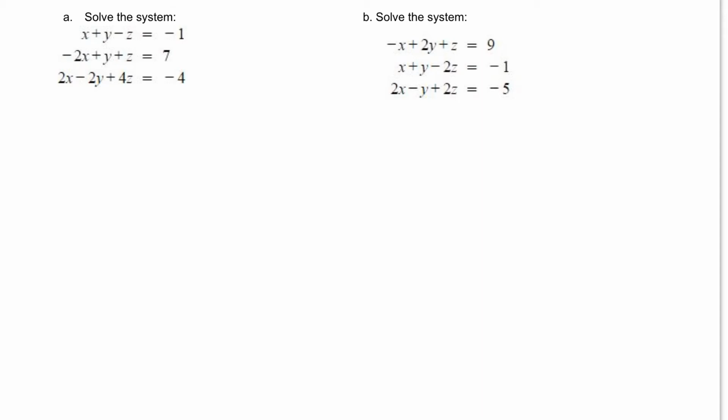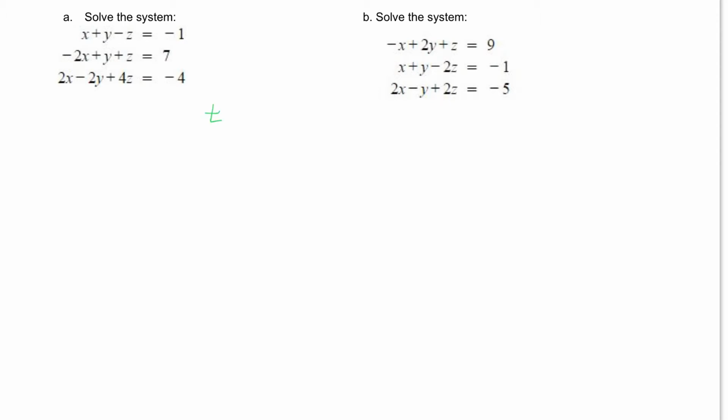In letter B, we're going to go ahead and look at another 3 by 3 system. Remember, the first thing that we have to do is decide on one variable that we want to eliminate. If I take a look at equation 1 and equation 2, the x's are already opposite coefficients, so I'm going to go ahead and choose those two.